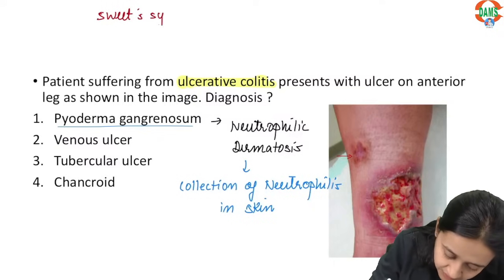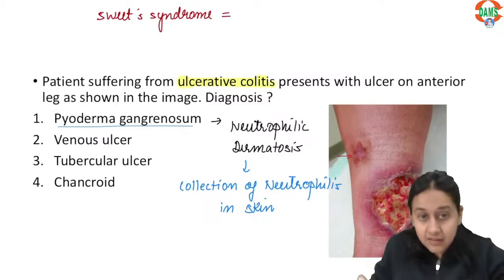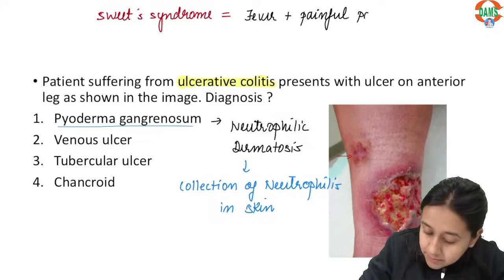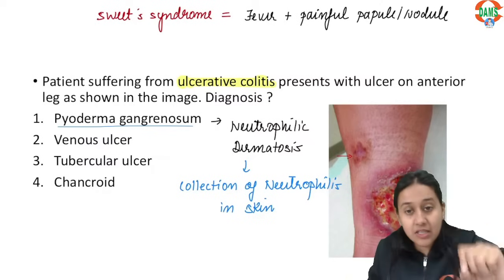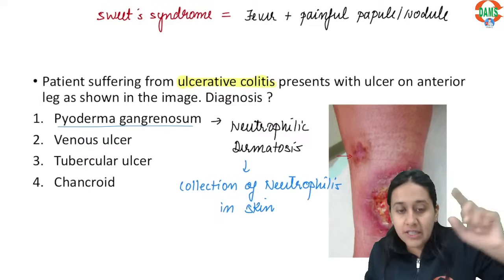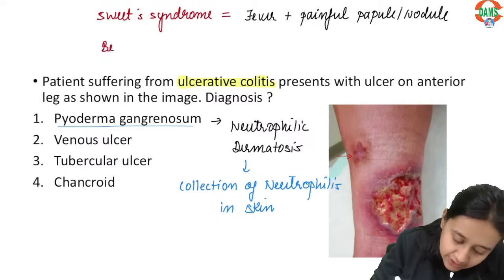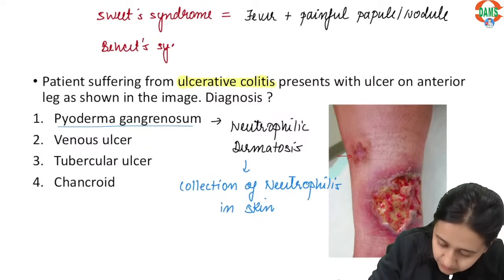Sweet syndrome. In sweet syndrome, the characteristic clinical feature is patient develop fever, which is associated with multiple painful papules and nodules. This is your sweet syndrome. Here also there is infiltration of neutrophil into the skin. There is one more important neutrophilic dermatosis which you can get in your exam is Behçet's disease or Behçet's syndrome.